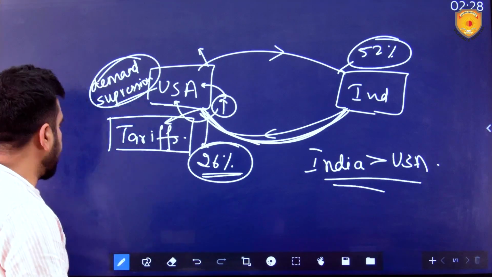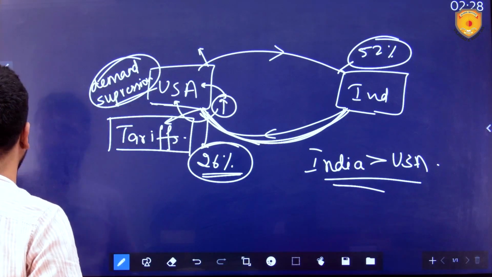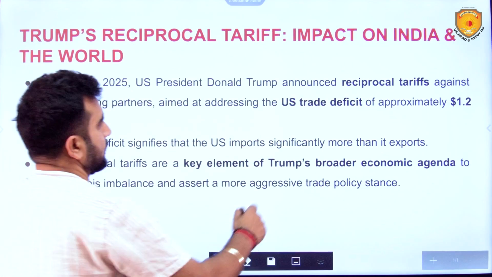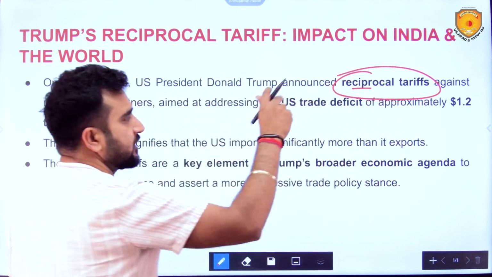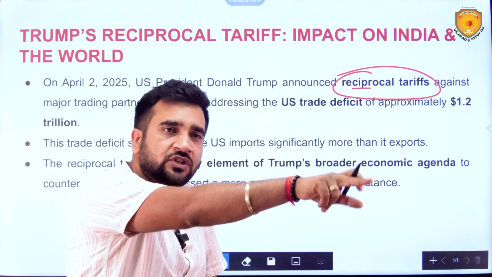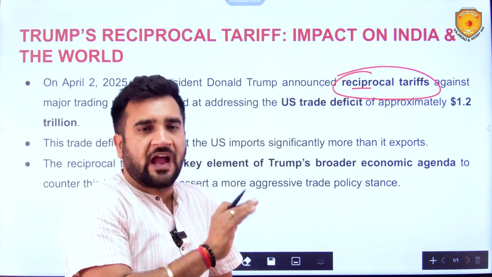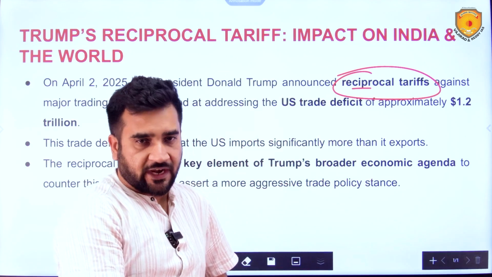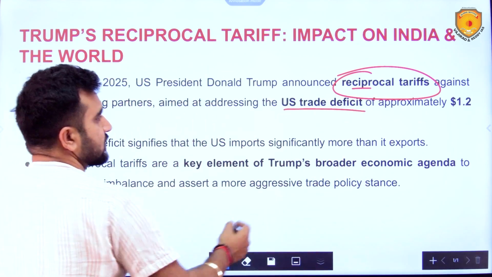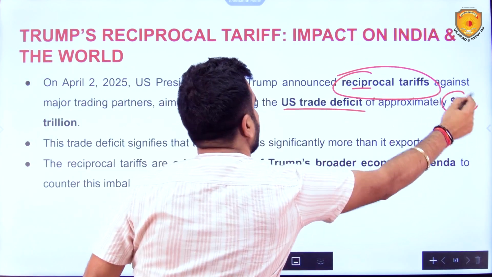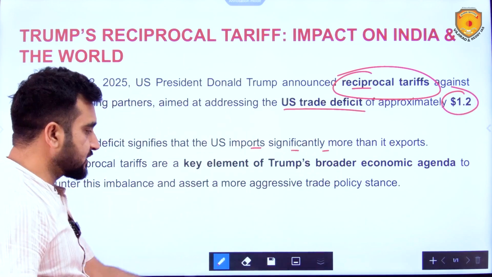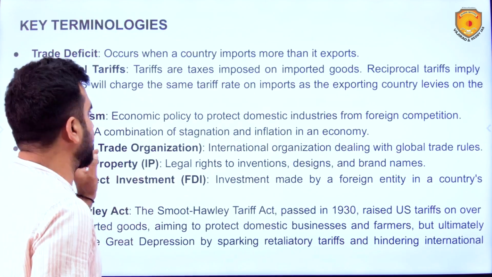So now we'll get a better understanding about this particular topic. Donald Trump announced reciprocal tariffs. Reciprocal means these tariffs will be in tune or indexed with the amount of tariffs you levy on the American products. They will be half of it, but yes, they will be indexed with that. So they are aimed at addressing the US trade deficit, which is approximately $1.2 trillion. It signifies US imports significantly more than its exports.